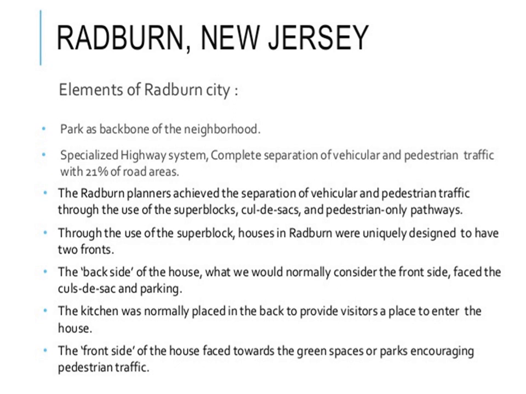So with the use of superblocks, houses in Radburn were uniquely designed to have two fronts. The backside of the house that we would normally consider the front side faced the cul-de-sac and parking. The kitchen was normally placed in the back to provide visitors a place to enter the house. The front side of the house faced toward the green spaces or parks, encouraging pedestrian traffic.